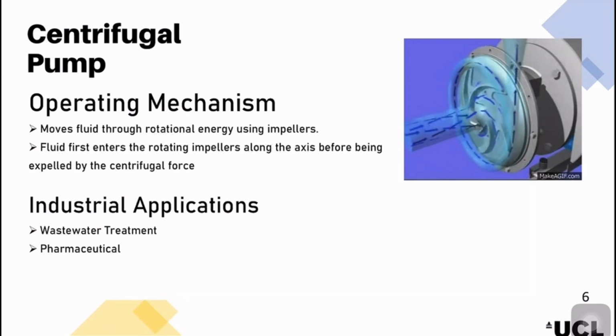Moving on to the centrifugal pump, its operating mechanism is that it moves fluid through the rotational energy using impellers. The fluid first enters the rotating impellers along the axis before being expelled by the centrifugal force, as shown in the diagram on the right-hand side. Its industrial applications include being used in wastewater treatment plants as well as in pharmaceutical industries.